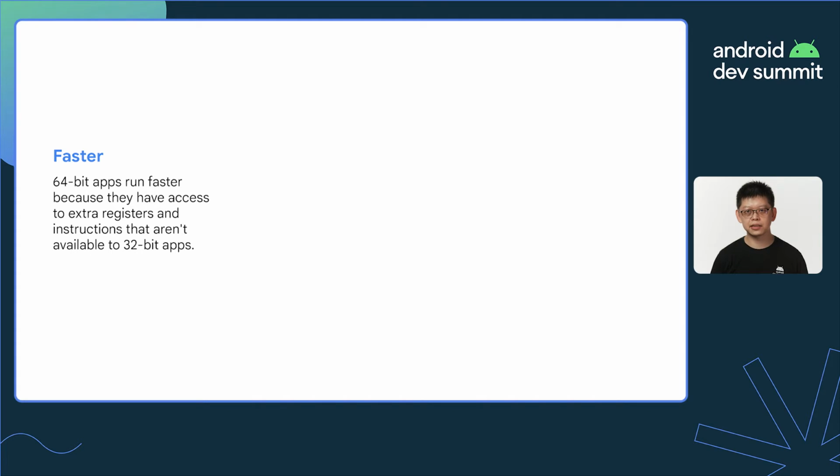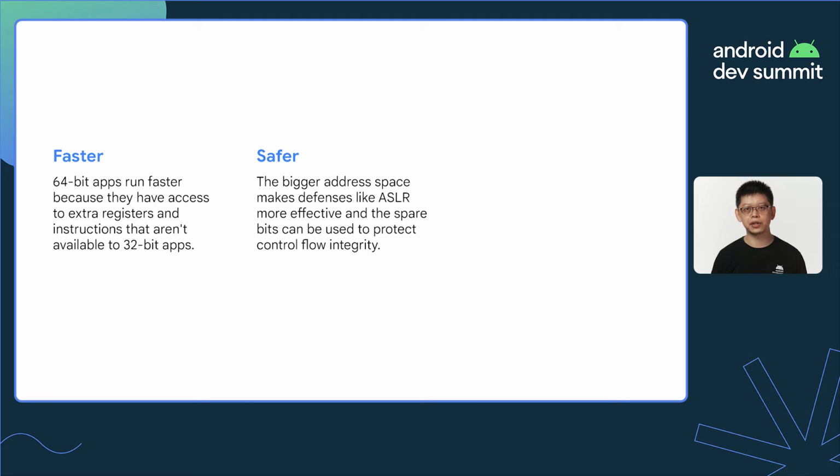You may ask, why drop support for 32-bit code? Well, of course, there are a few advantages for doing this. First, it is faster. 64-bit applications run faster because they have access to extra registers and instructions that are not available to 32-bit apps. Secondly, it is safer. The bigger address space makes defenses like ASLR more effective, and the spare bits can be used to protect control flow integrity. And the new hardware instructions get added to 64-bit, but not 32-bit instruction sets.